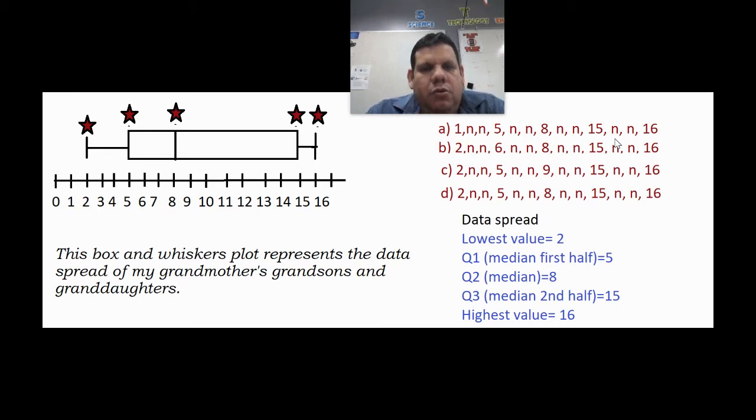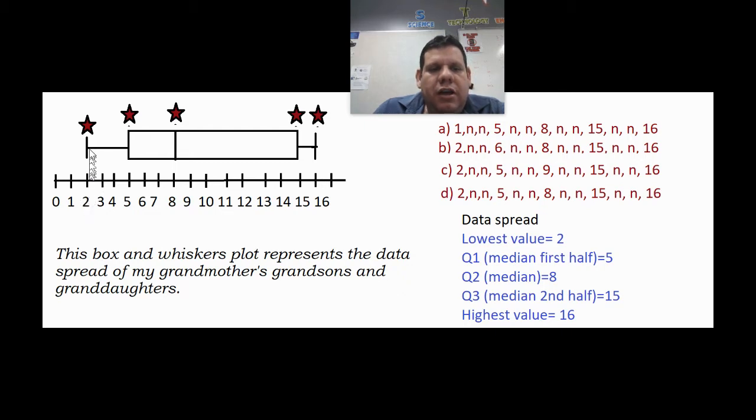Okay, and what I need to know in order to select the right answer that represents all the numbers of my grandmother's grandsons and granddaughters is we need to check for five specific points in our box and whisker plot. The first one to look at is the lowest value. The lowest value is right here, the number 2. So that means that the youngest of all my cousins is 2 years old.